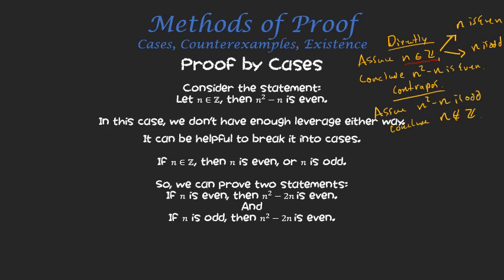Which cases you break it up into? Well, that depends on the statement. In this case, it seems pretty clear we should be considering even integers and odd integers, so splitting it up like that. And in fact, what we're doing is we're partitioning the integers into the evens and the odds. And then proving the statement is true on each part of the partition, and hence it must be true on the whole thing. That's the idea.